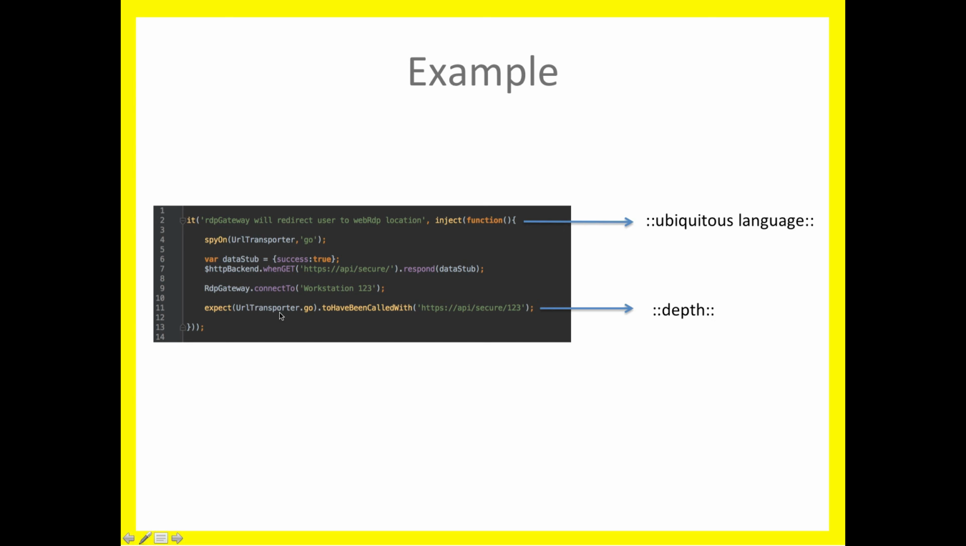It takes us to the URL. We invoke the RDP gateway, connect to this workstation, and then the URL transporter will take us to this end location. So it's very much written in natural language, and we've actually performed an integration test.